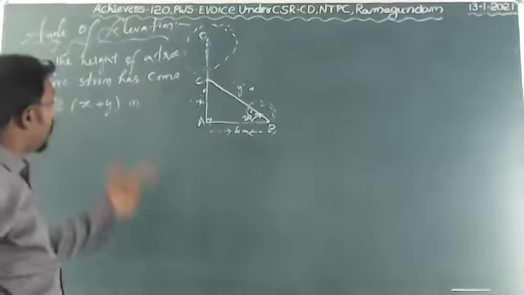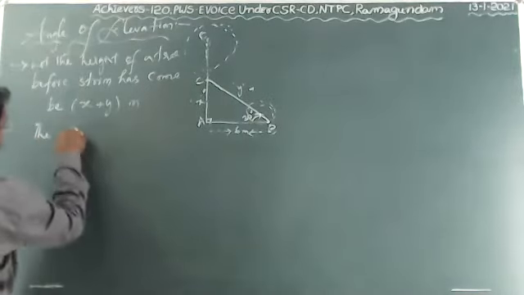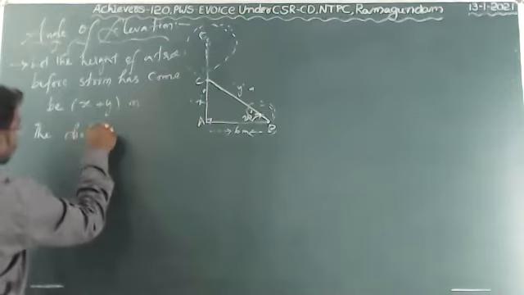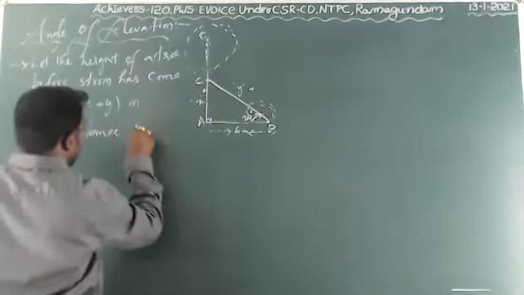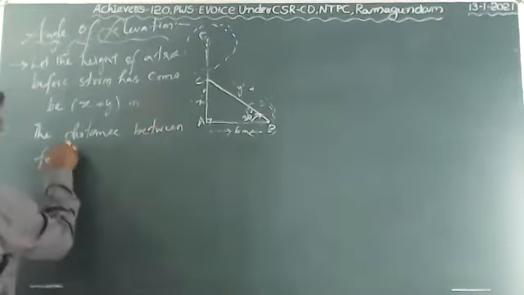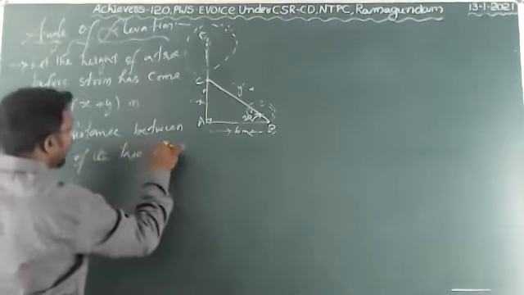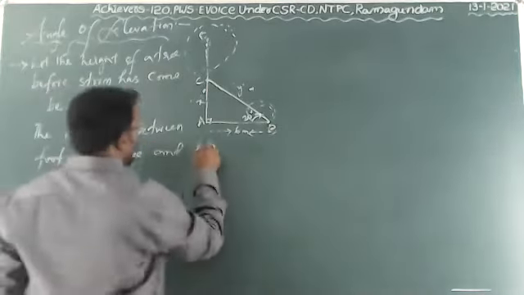Now, what is given here? The distance between the foot of the tree and the top of the tree.